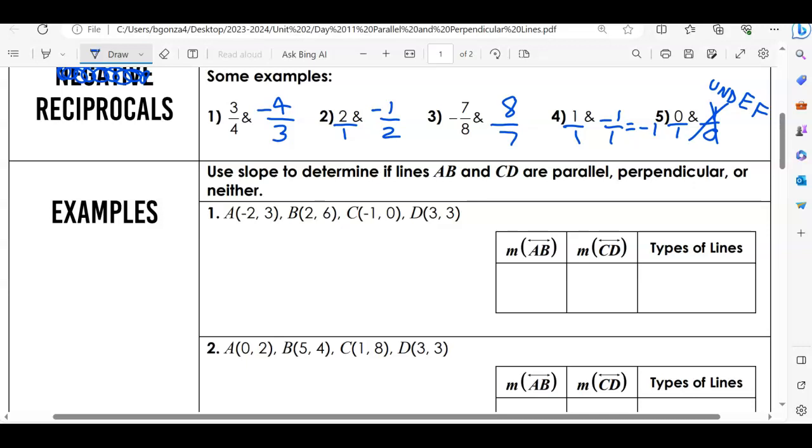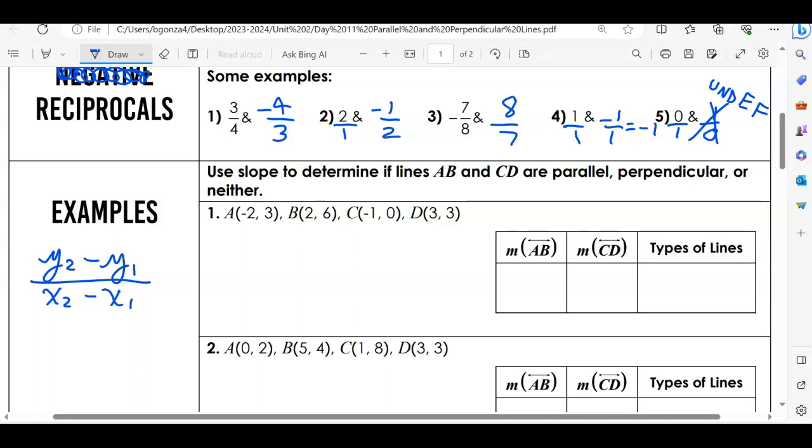We need to find, the first box is to find the slope of AB. Okay? So y'all remember how to find slope from Friday and Thursday last week? Y'all know the slope formula? Let's write it down off to the side here. Slope formula, y2 minus y1 over x2 minus x1. Okay? That is our slope formula. Write that down so you have it. Don't put it in your phone. Make sure you write it on your paper.